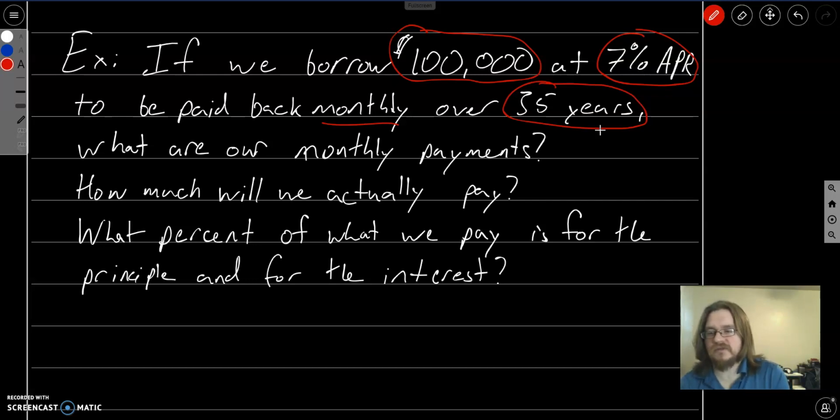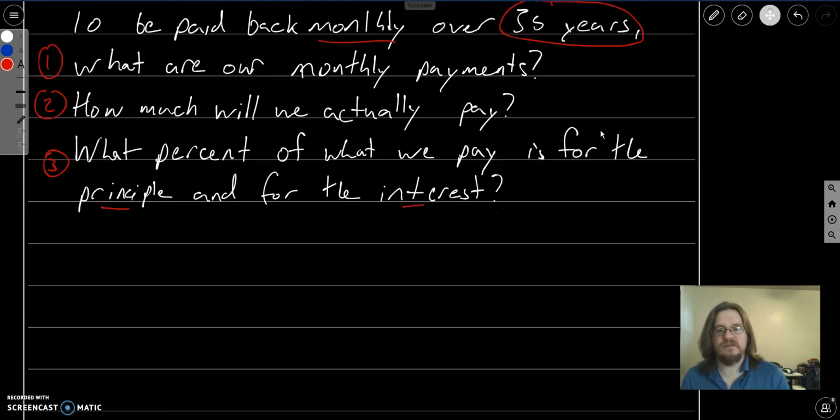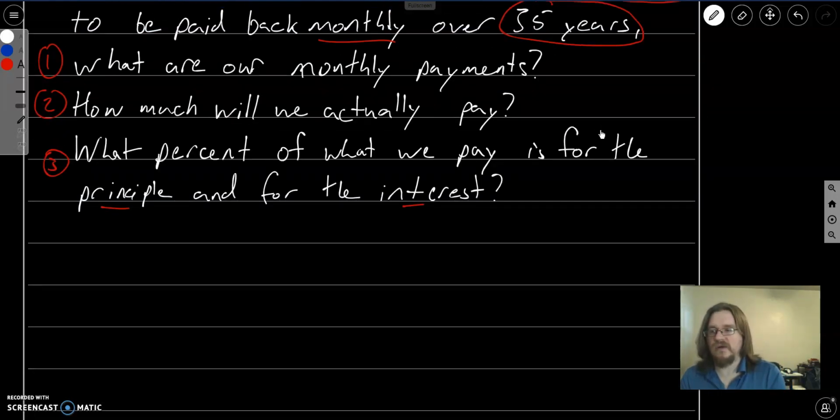So the first question is going to be what are our monthly payments? So how much are we going to have to pay back? How much will we actually pay for our $100,000 loan? Because our loan earns interest over time, we're actually going to pay back more than $100,000. And then the final question: what percent of what we pay is for the principal, versus what percent of what we pay is actually going to be just for the interest that we've accrued over having to pay it back over 35 years.